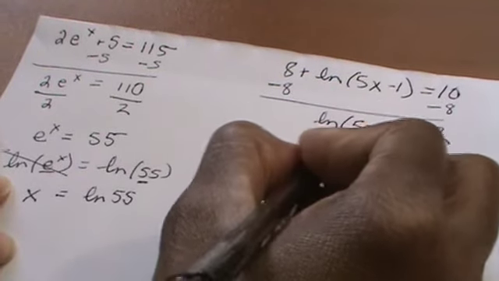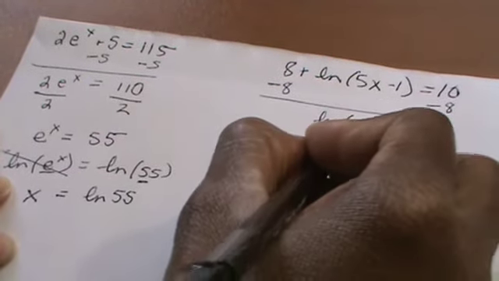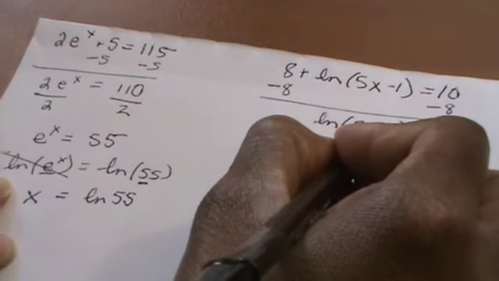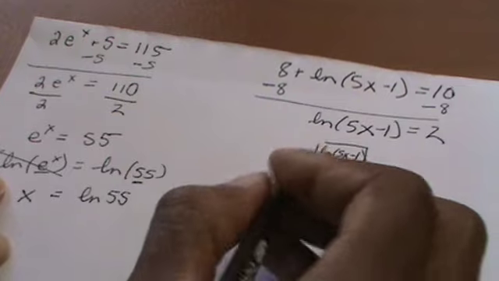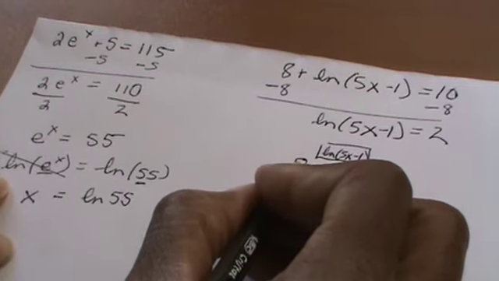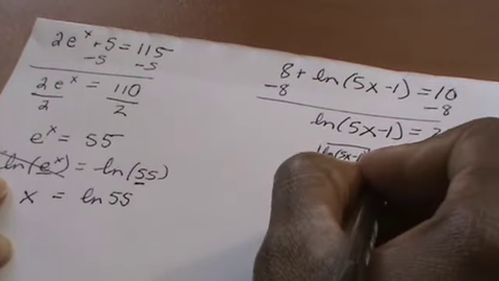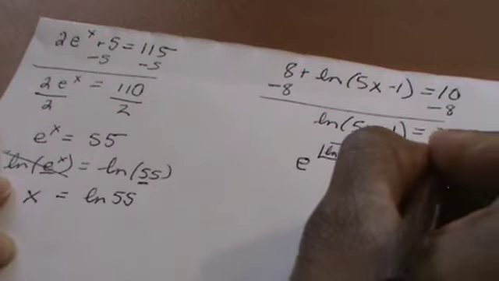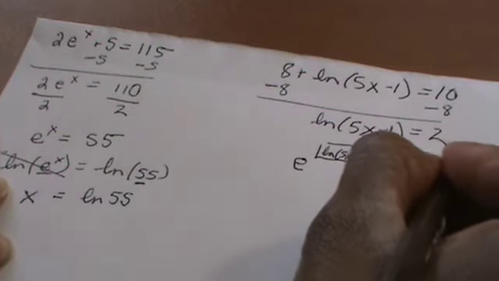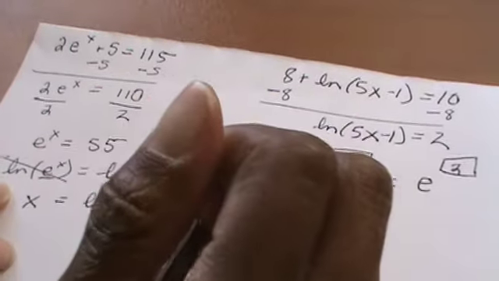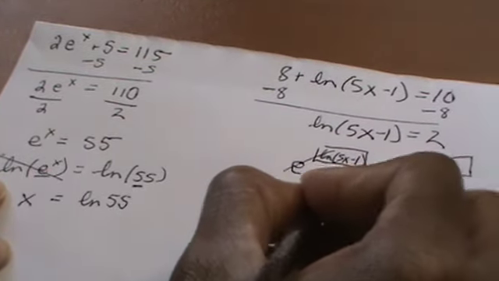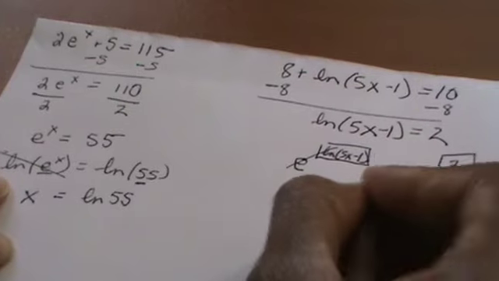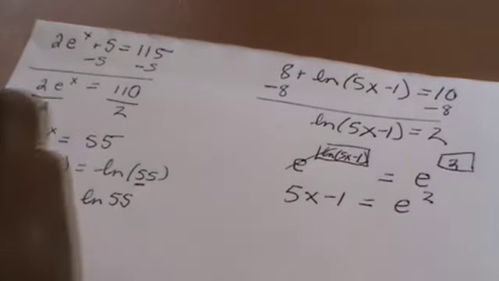E raised to the power of the natural log of 5x minus 1. So notice I put the natural log in the power because that's how e works. It's usually e to the x, right? Equals e raised to the 2. So I'm consistent with what I'm doing on the left and on the right. So the e and the natural log cancel each other out. I get 5x minus 1 equals e squared.